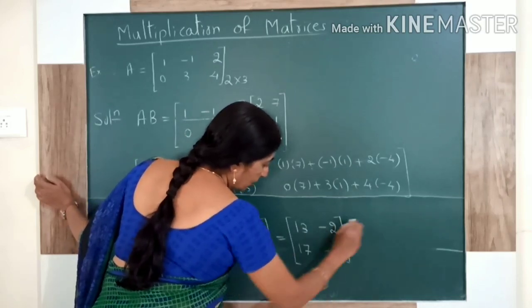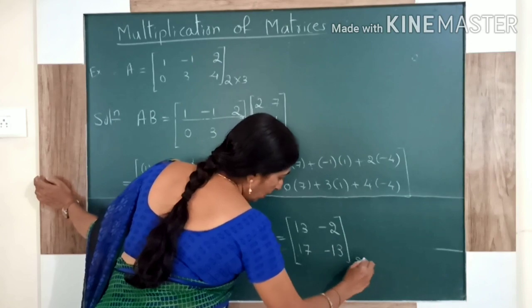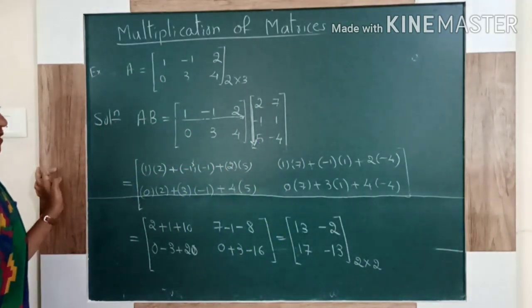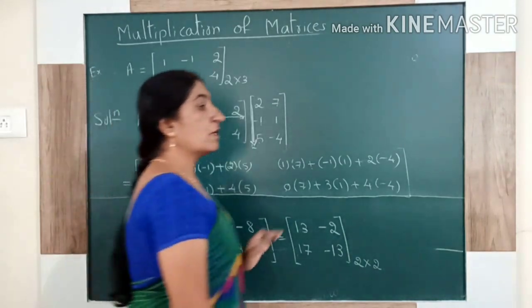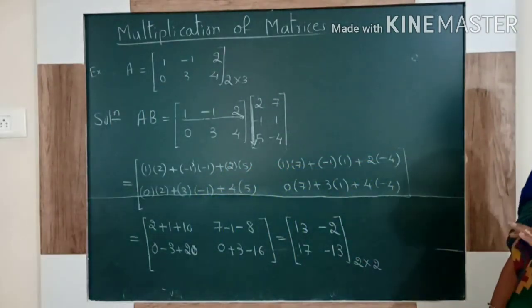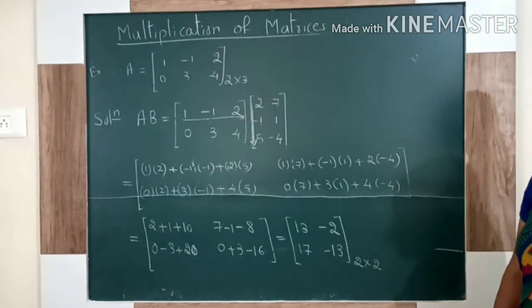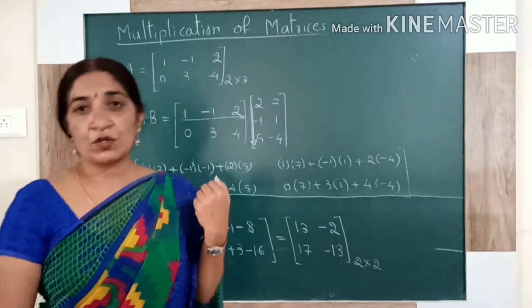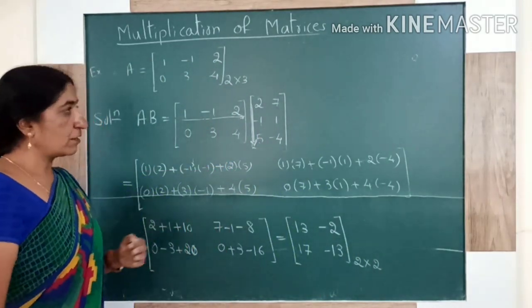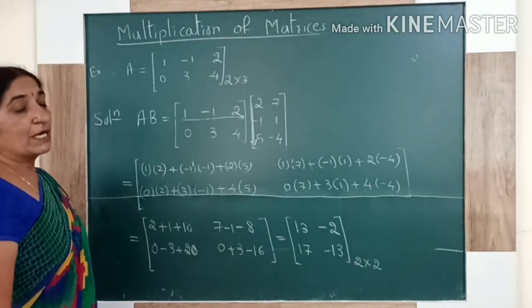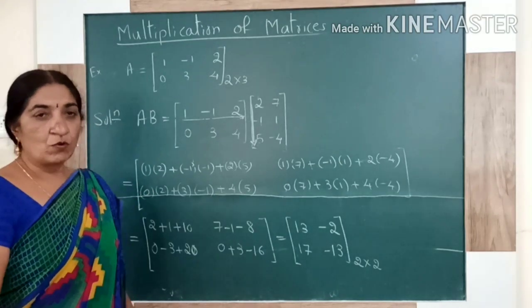See the order? They have 2 rows and 2 columns. Is it clear? So don't get confused. Here in the multiplication, first we have to see the order of the matrices, and sometimes the multiplication is not possible because of orders. So that's why first we have to check whether the multiplication is possible or not.